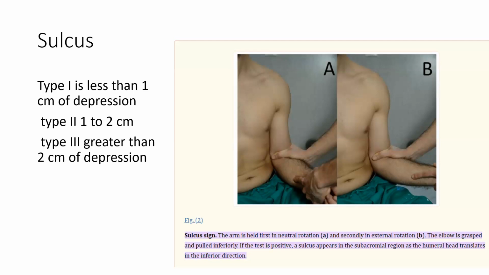Based on that, it is divided into three types of laxity. Type 1, there is less than 1 centimeter of sulcus depression. Type 2, there is 1 to 2 centimeters. And type 3, there is more than 2 centimeters of depression. When we do it in external rotation, if there is more laxity, that is suggestive of a rotator interval laxity. So we should always perform this test in two positions, in neutral and external rotation.